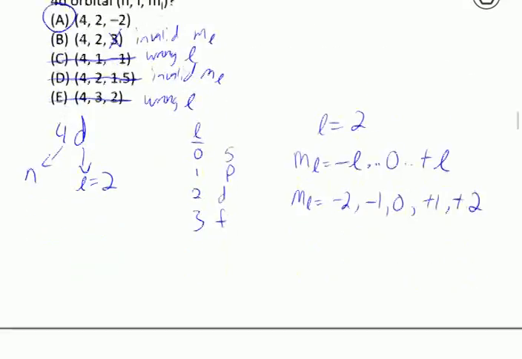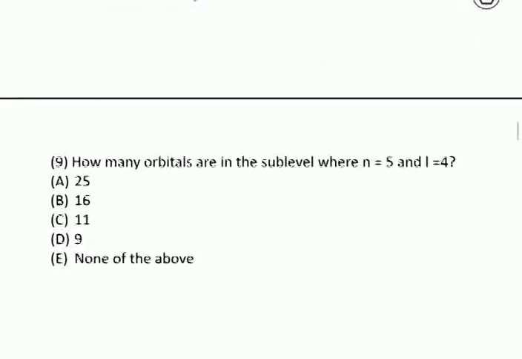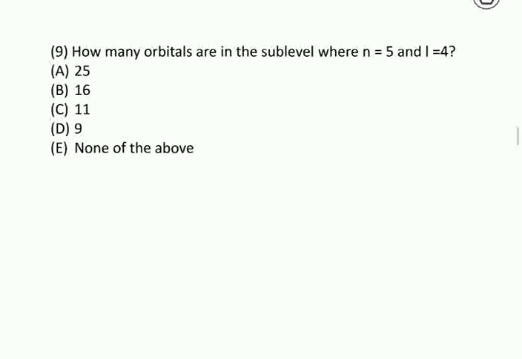Good. Let's move on. And then another type of question you'll see related to orbitals and subshells is how many orbitals are in the sublevel where n equals 5, L equals 4, something along those lines. How many orbitals, how many electrons for a given shell or a given subshell, whatever the case may be. So for these ones, we just need to look at the given information, and there are 2 simple equations that allow us to determine the answer to this type of question.